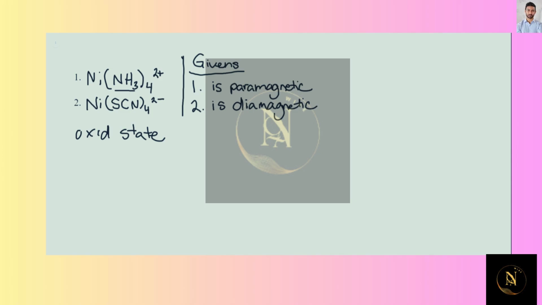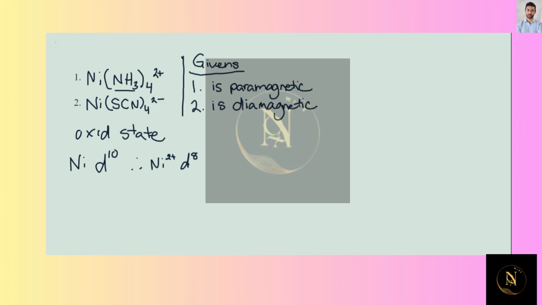So in complex 1, we can see that the NH3 ligands have a net charge of 0, and therefore, because this overall complex has a charge of +2, we know that the nickel must be in the +2 oxidation state. Now, nickel is a d10 metal at the 0 oxidation state, and therefore nickel in the +2 oxidation state must be a d8.